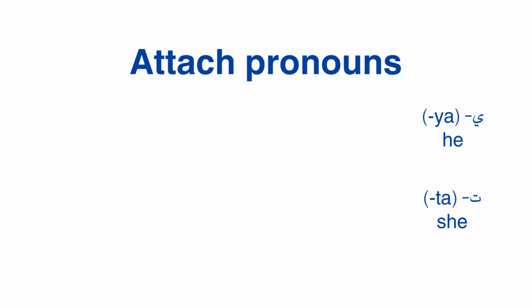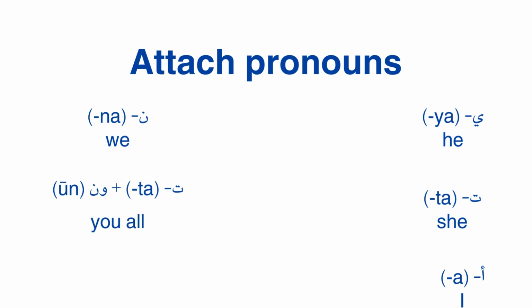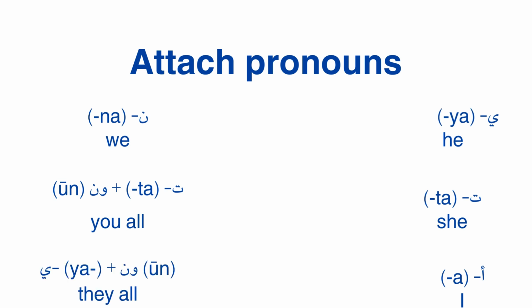Ta is used to represent she. Hamza or a is used to represent I. Noon is used for we. Ta plus un, wow noon sound, stands for you all, it means plural. Ta for you and un shows a plural form. Same is for ya and un. Ya stands for they and un represents the plural form.